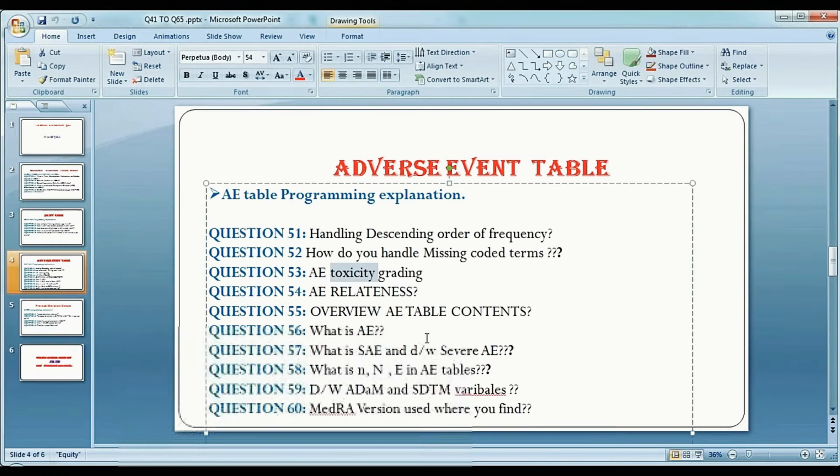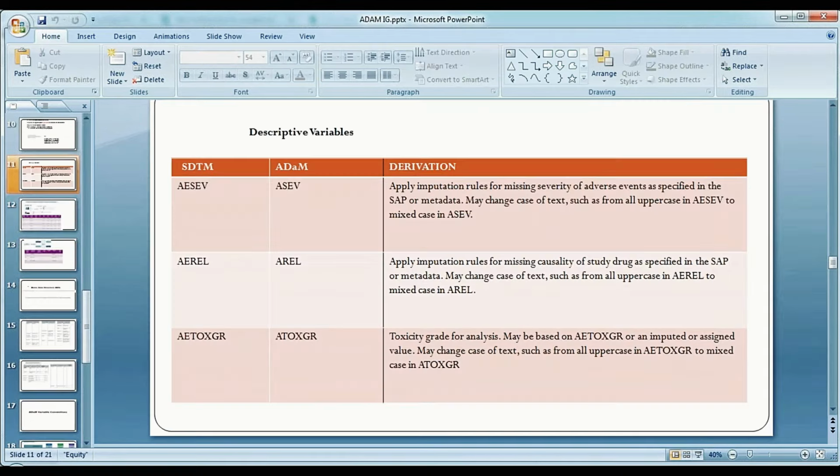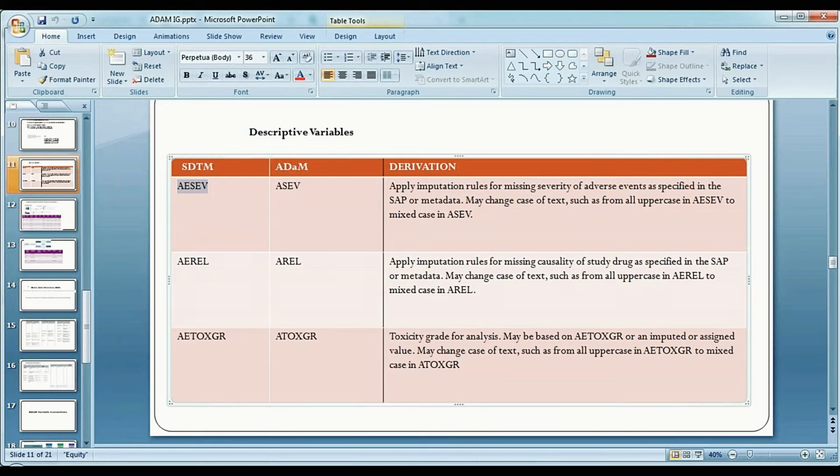Okay. So the next question is relatedness. We have already seen the overview: what is AE, serious, and the difference between the SDTM and ADaM variables. Here AESEV is the SDTM variable, ASEV is the ADaM variable. Why is it derived both times? If anything was missing in the SDTM AE variable, and the statisticians suggested imputing that variable in specific scenarios, that is when ASEV is updated.